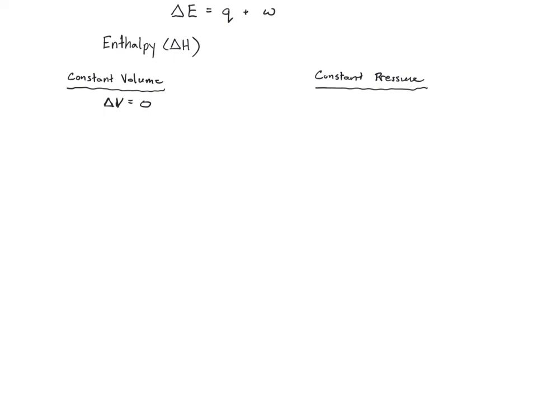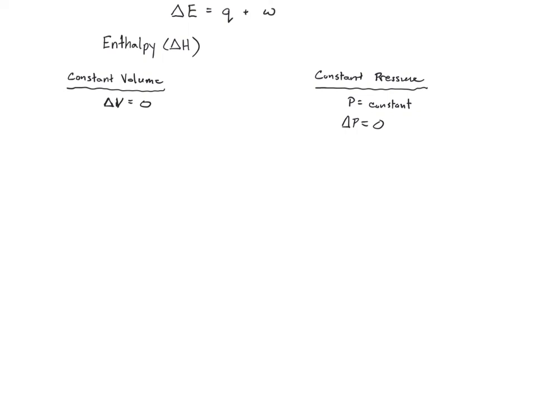Whereas in a constant pressure system, we have the ability to do expansion against the surroundings. So delta V can either be positive or negative. But of course, pressure is going to be a constant, so delta P would be equal to 0. But we haven't really dealt with delta P, so I'm not going to worry about that right now.